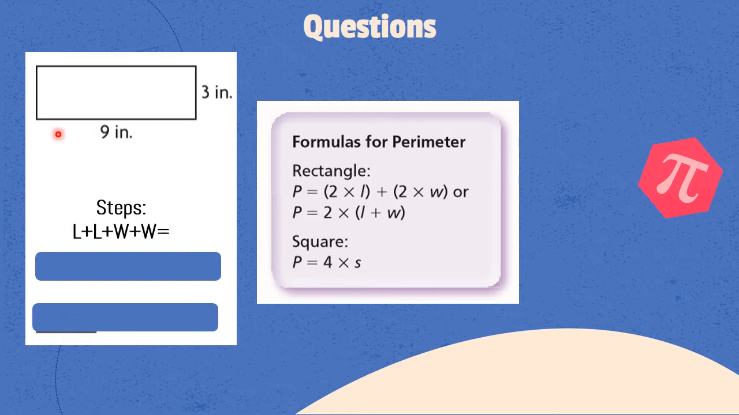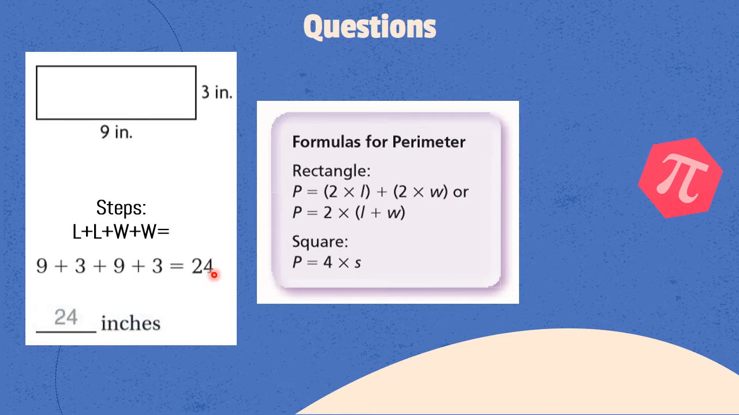يعني هنعمل 9 plus 9 plus 3 plus 3 تبقى equals 24. طيب ويبقى اليونت ايه؟ ده parameter يبقى ايه؟ 24 inches.